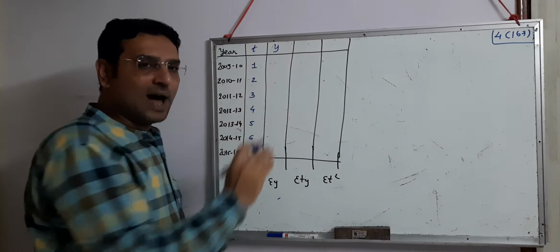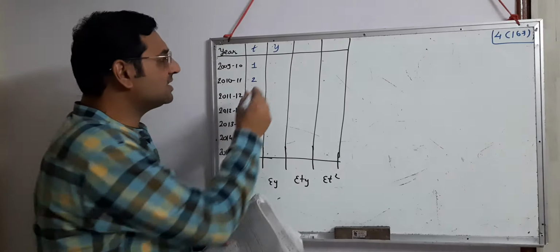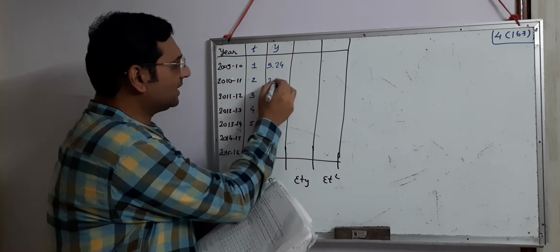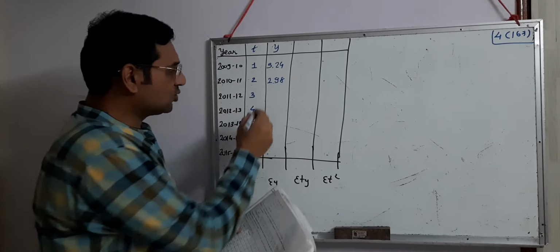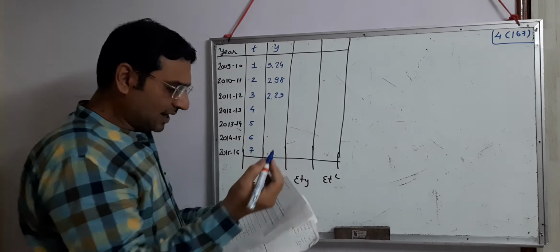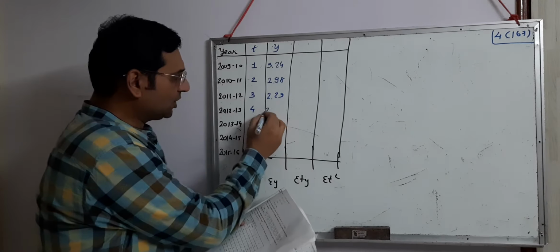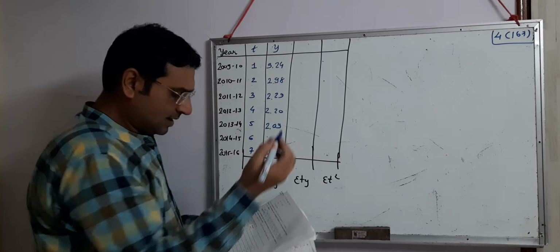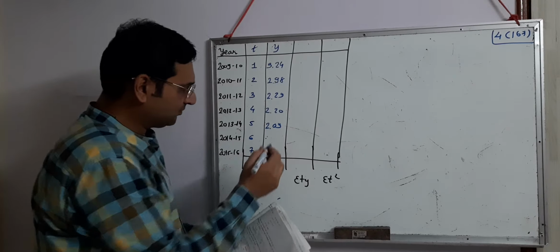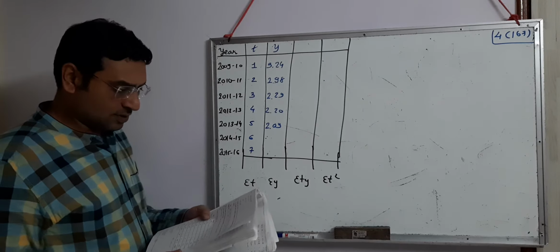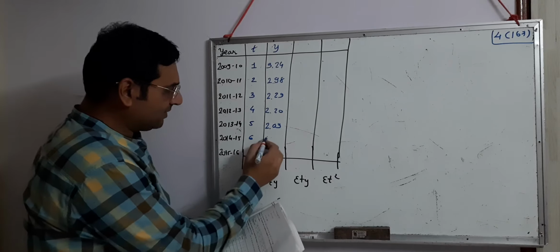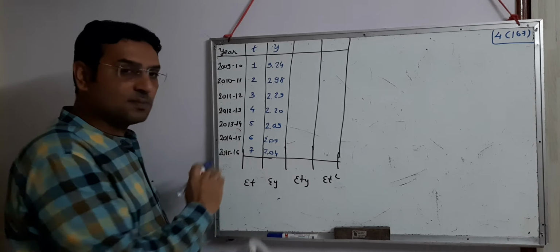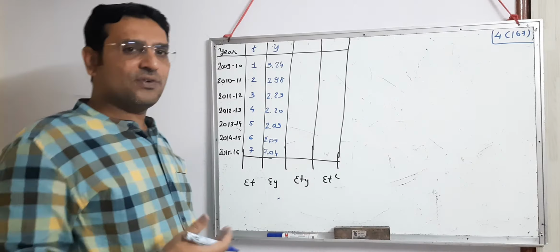Dropout rate, that is y is given, that we have to write as it is. It is 3.24, then it is 2.98, then it is 2.29, then it is 2.20, then it is 2.09, then it is 2.07, and then finally it is 2.04. This information is given. Now friends, what we have to do?